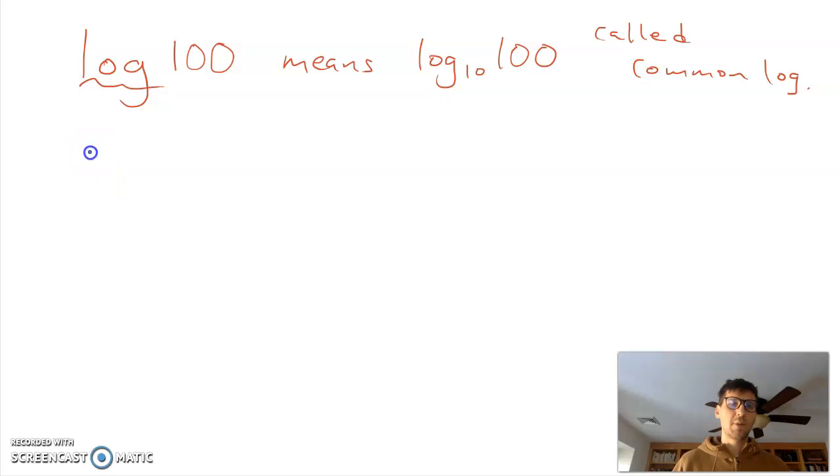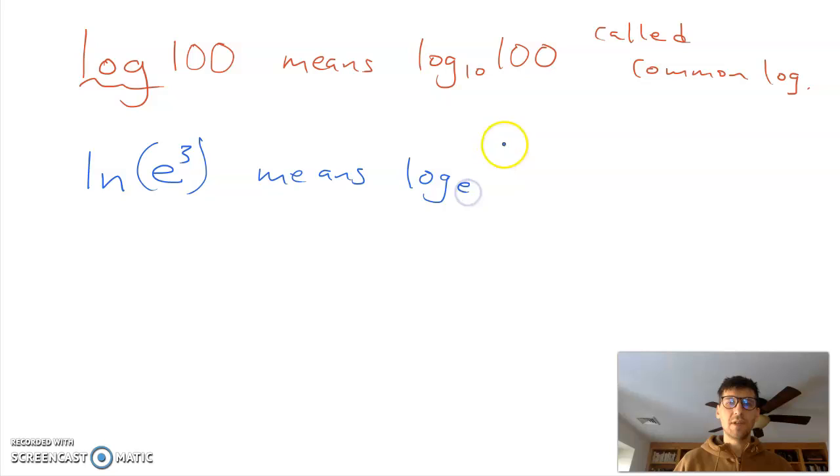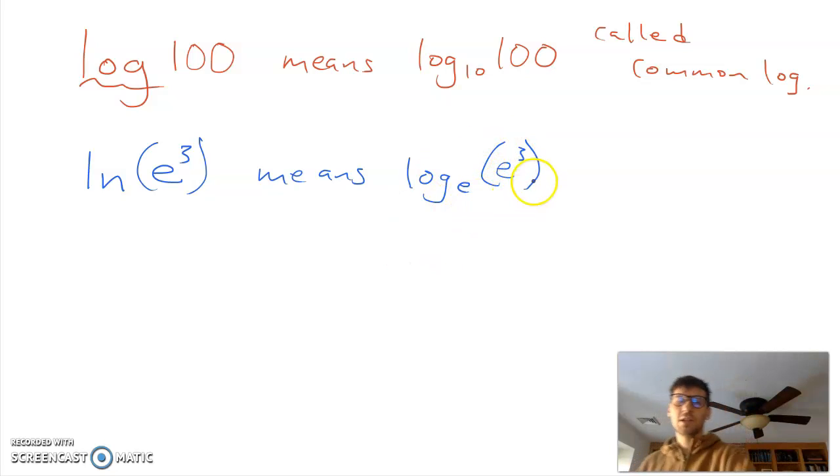Okay, and now we learn about this other type. For instance, let me do a little bit funky one. So there's no base here. This is just the natural log of e to the third. So that means log base e of e to the third. Sometimes you'll put the input in parentheses just to clarify that the cube is part of the log and not coming after, not the whole log cubed, for instance.